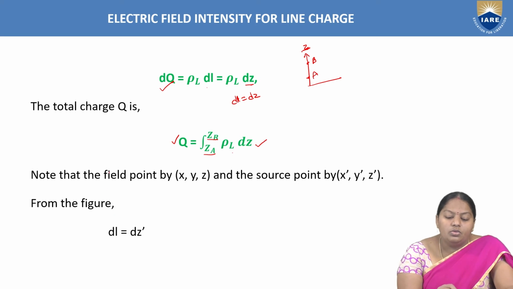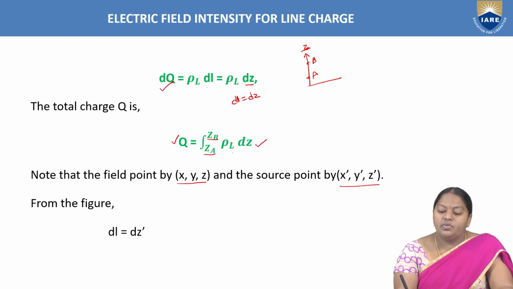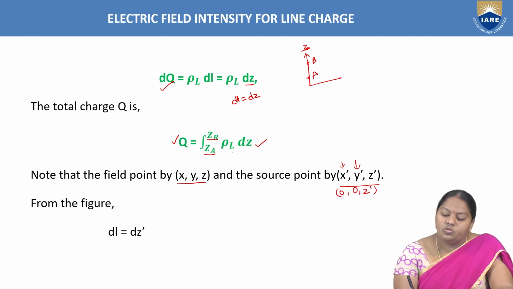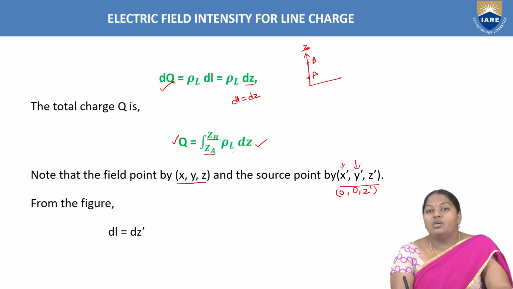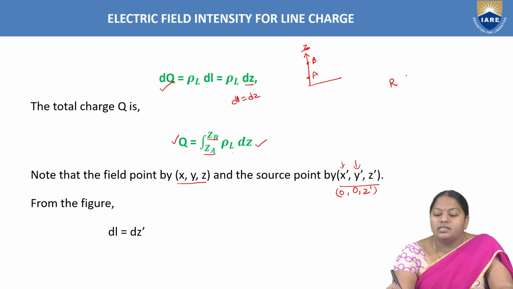Okay. Then note that the field point is located at x, y, z, and the source point is located at x dash, y dash, z dash. Now from the figure, what are the components of x dash and y dash? These two are 0, 0, and z dash remains the same. Hence the source point is located at 0, 0, z dash, and the field point is located at x, y, z. Why have we considered these two? In the formula itself we are going to find the distance r, which is the distance from the field point to the source point.